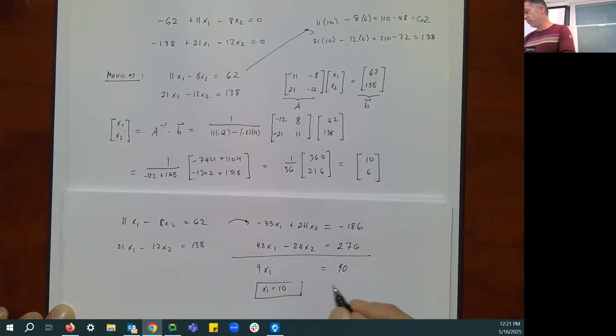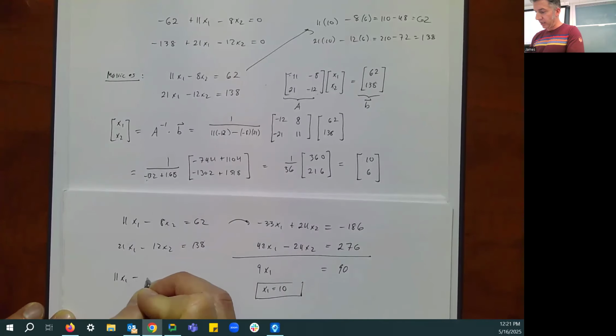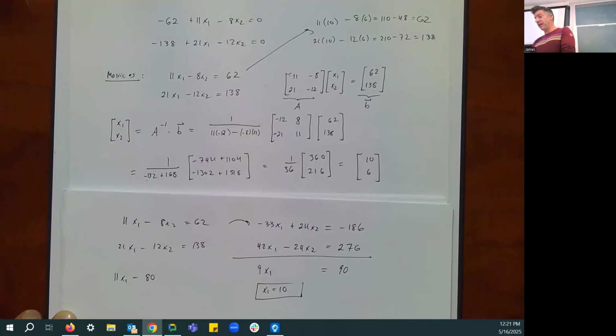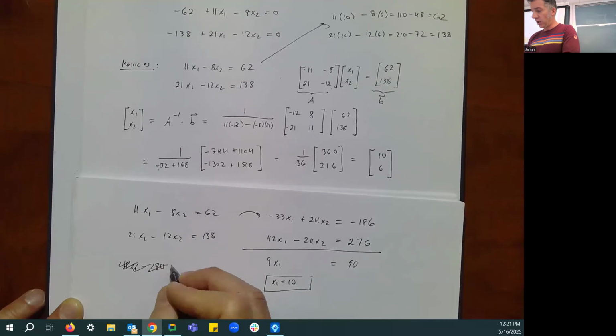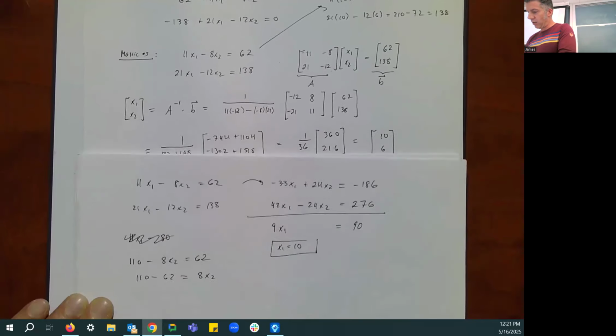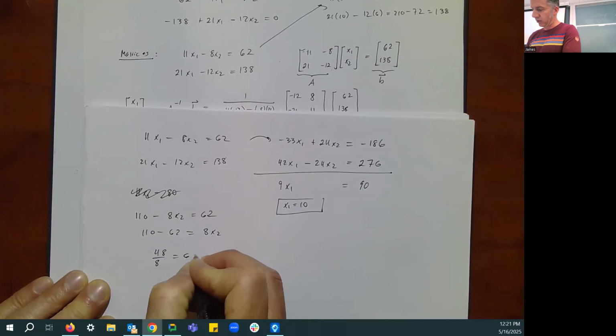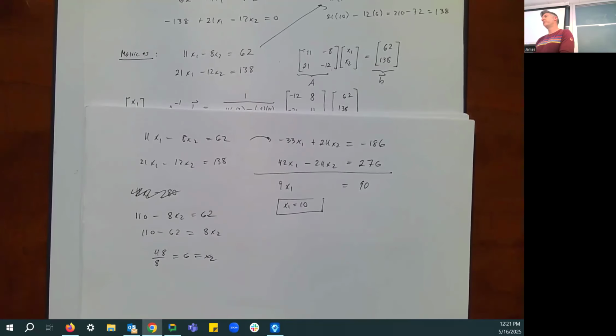That did feel easier to me, but take your pick. And then if we plug x1 equal to 10 into either equation, like the first equation, 11 times 10 minus 8x2 equals 62. Sorry, I said x1 is equal to 10. Apologies. So 110 minus 62 equals 8x2. And 110 minus 62 is 48. So 48 divided by 8, which is 6, is equal to x2. So that gets you there as well. They both kind of feel terrible, but in the world of numbers, they're not that bad.